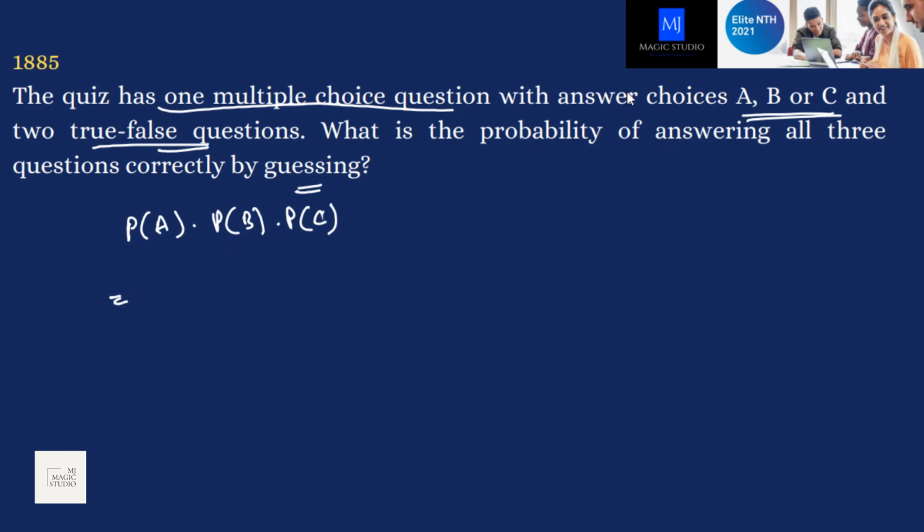So what is the probability that the first question, which is the multiple choice question, would be answered correctly is 1/3 because we have three choices, and the second one is the true and false one. The chances are half that it would be correct, and again for the third one chances are half that it would be correct. So the combined probability is 1/(4 into 3), which is 1/12. So 1/12 is the probability of answering all three questions correctly by guessing.